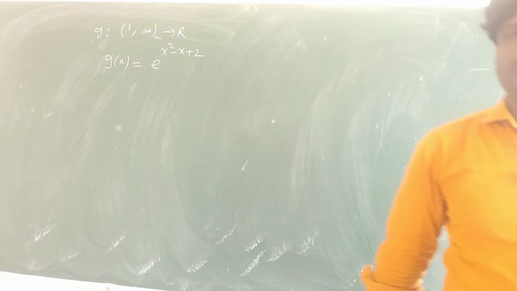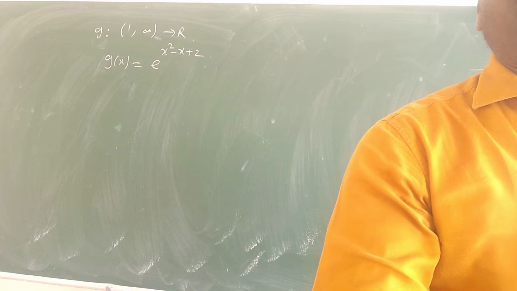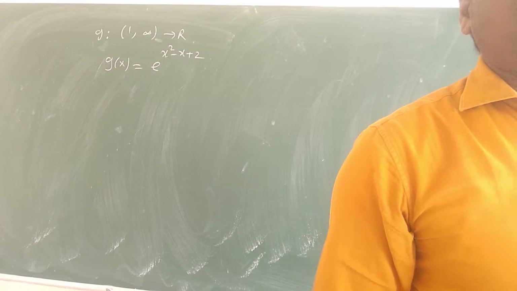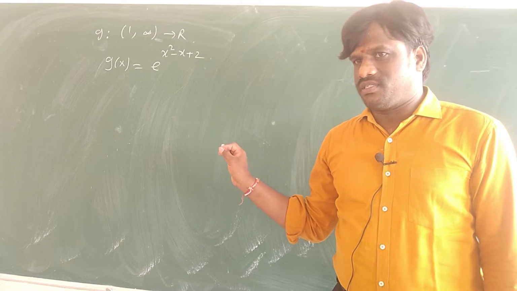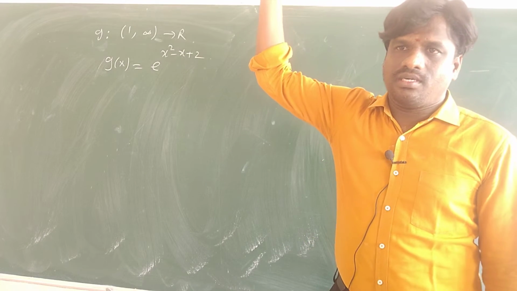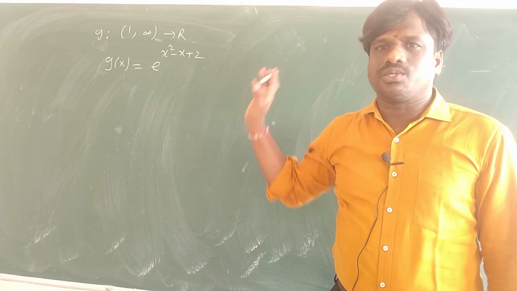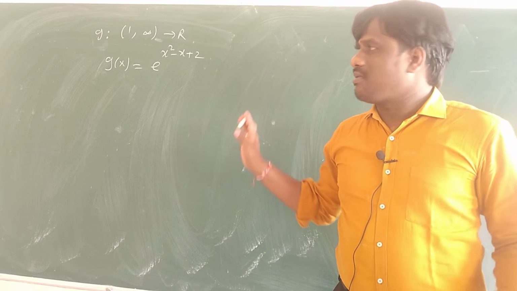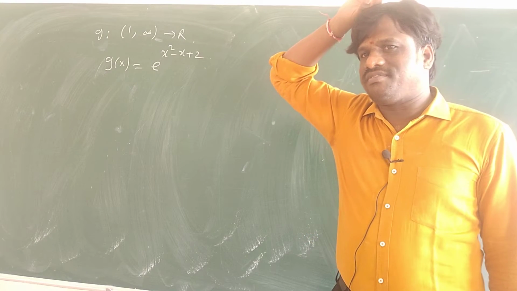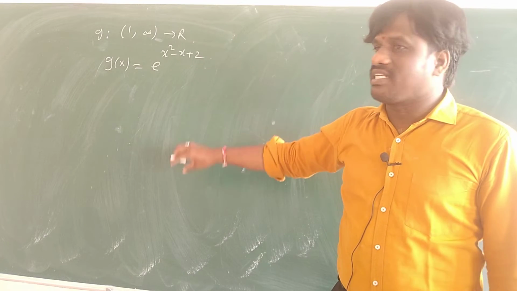To test whether this is a 1-1 function or not, you have three tests. The first test is f of x1 equal to f of x2. But since it is e power something, you cannot check in that way. Graph: e power x graph is okay, but e power quadratic graph is a little difficult, because you have to check where it is increasing and decreasing.